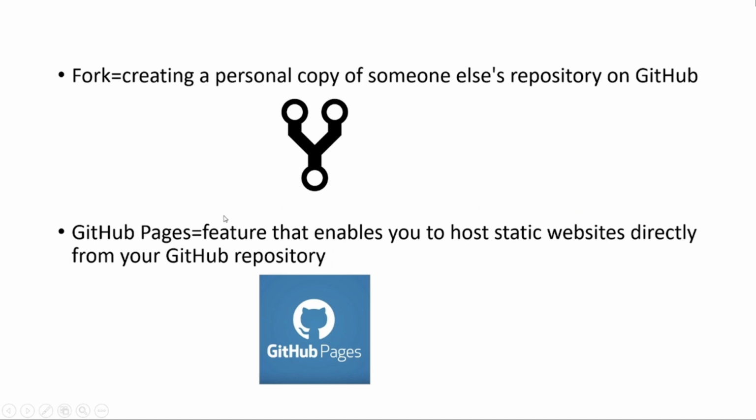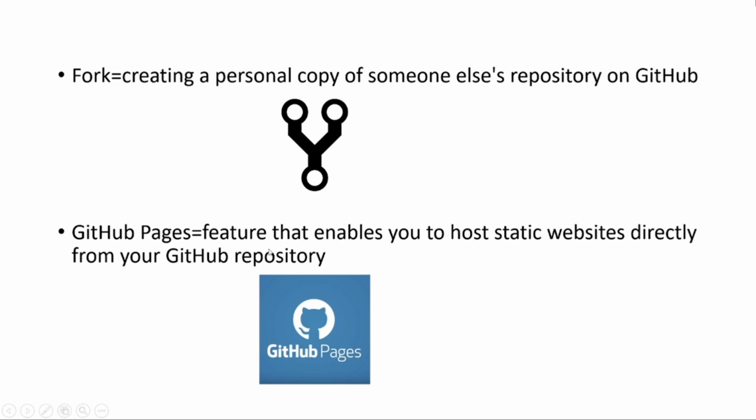Now here are a few GitHub things that you need to know. So fork. Fork is basically a personal copy of somebody else's repository, somebody else's file on GitHub, made to your GitHub account. It looks like this, and there will be an option of fork whenever you want to make a copy of the repository to your GitHub account. Okay, I'll show you in the video.